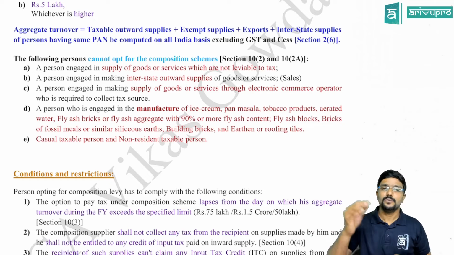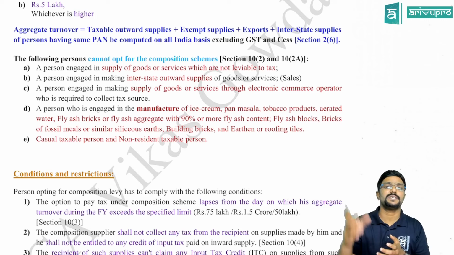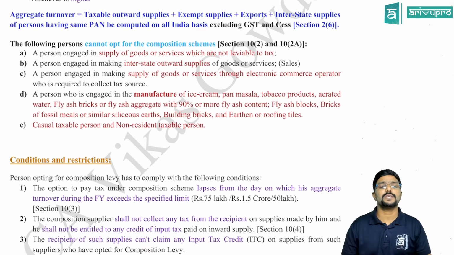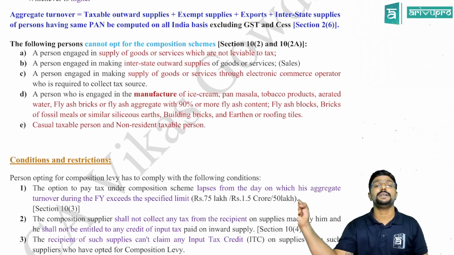Then a person who is availing composition scheme cannot supply the goods or services outside the state, but he can purchase. Then a person engaged in making supply of goods or services through an electronic commerce operator, on which the electronic commerce operator is supposed to collect TCS.